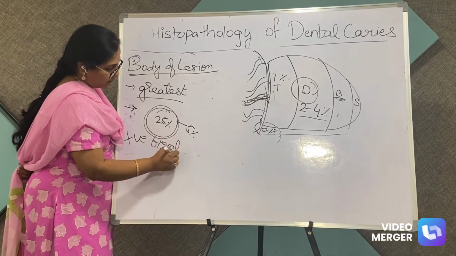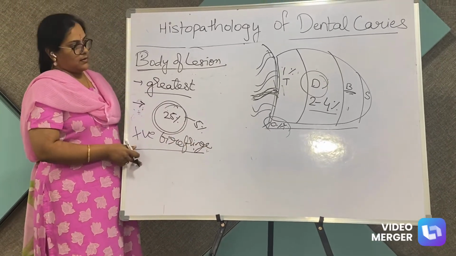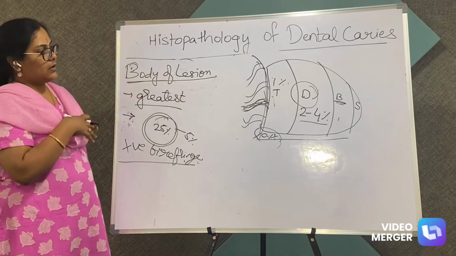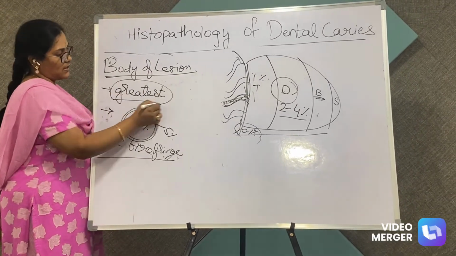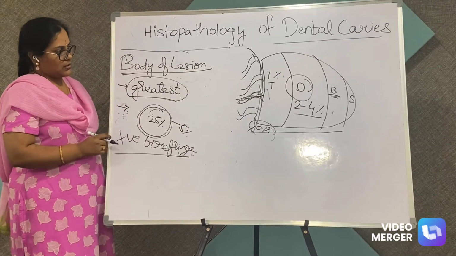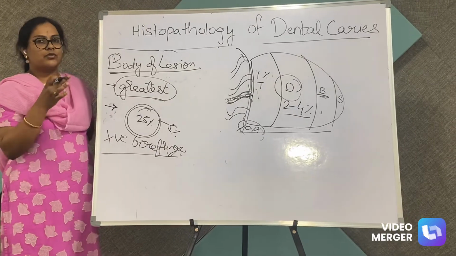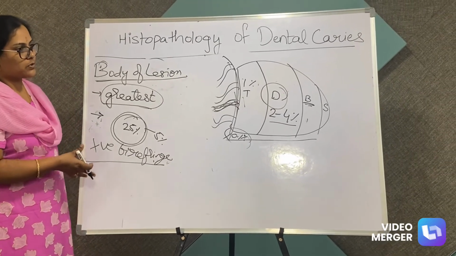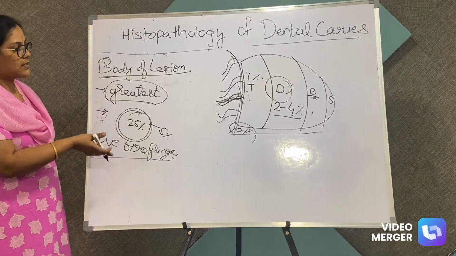This zone also exhibits positive birefringence, like the dark zone, when observed under polarized light. Here the mineral content is found to be the least. That is why we say it is the area of greatest demineralization. This is also a positive zone, observed most of the time in advancing carious lesions.